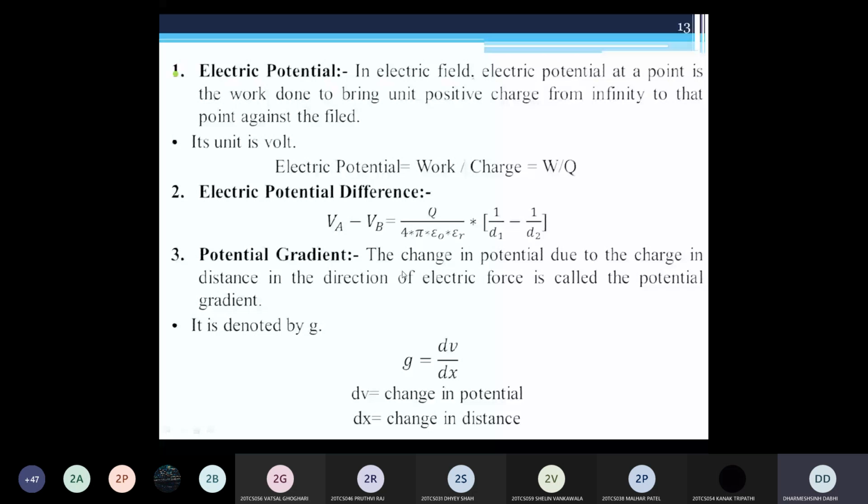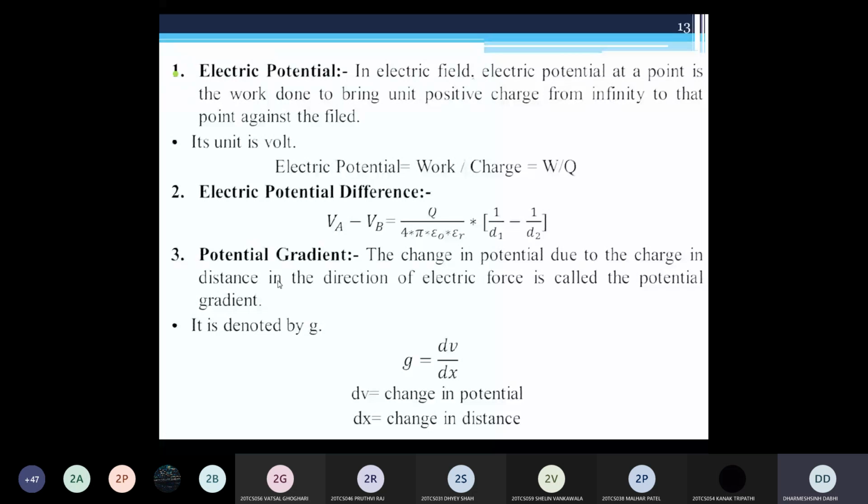The third definition is potential gradient. So what is called a potential gradient? It is nothing but the change in the potential due to the change in the distance. Here is a printing mistake. It is not charge, here it is change. So read it this way: the change in the potential due to the change in the distance in the direction of the electric force is called a potential gradient.